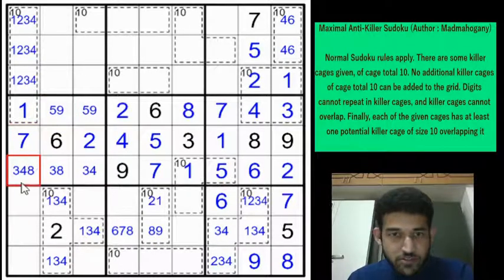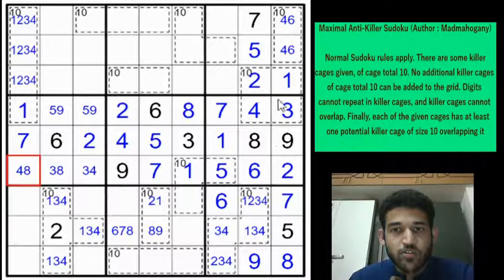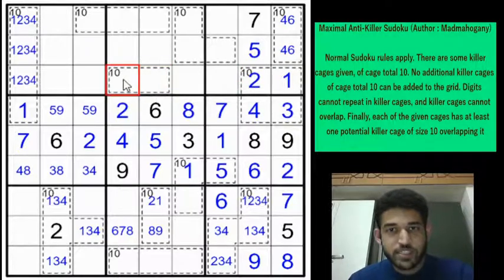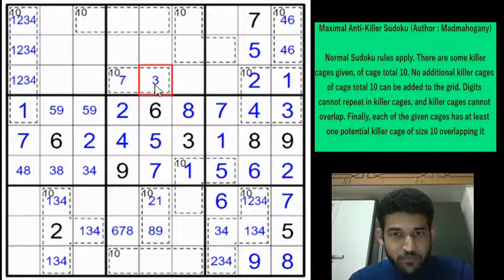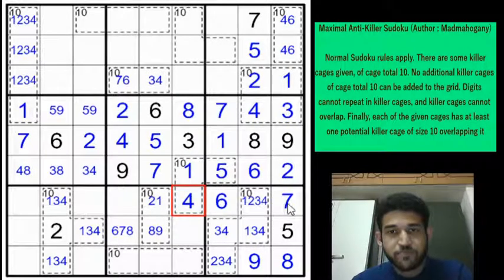We have a 7 here, so we can eliminate the 3 from here. So this will be 4, 8 because then it will have a 10 cage which is not overlapping anywhere. So 1 and 2 is here, right? So this cage is either going to be 3, 7 or 4, 6. So 7, 3 because 7 is here, or 6, 4 because 6 is here. Okay, we have partially completed this cage. 5 plus 1 is 6. The remaining digit has to be 4 to satisfy the 10 total.